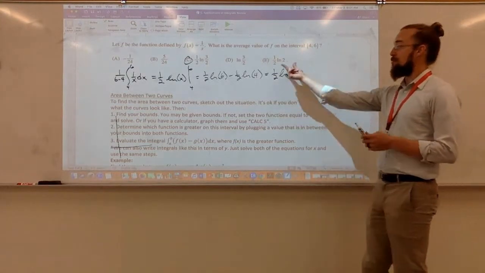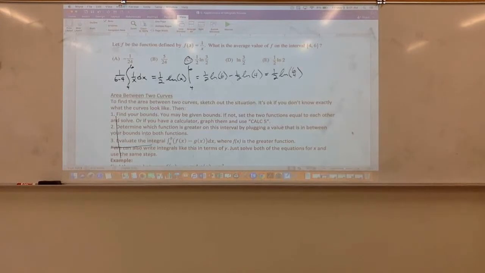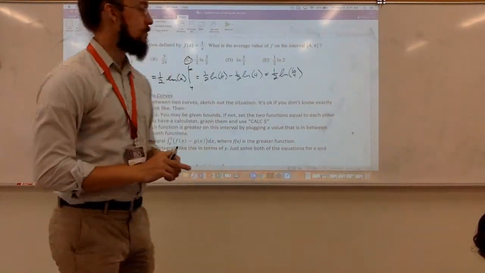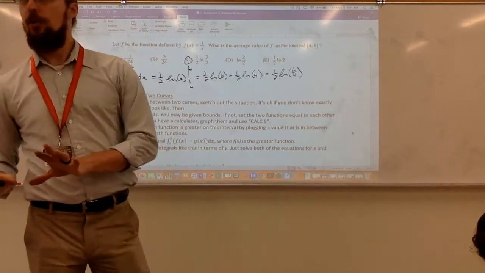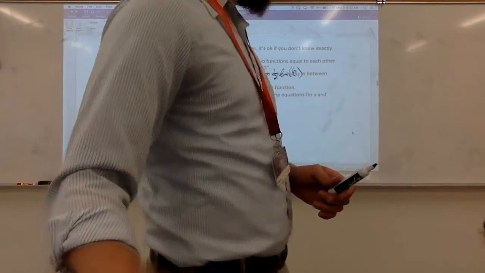And that's why that's another answer choice. They are very, very good with distractors. Are we okay with average value? All right. Now, area between two curves.